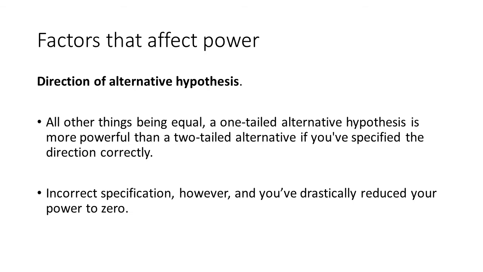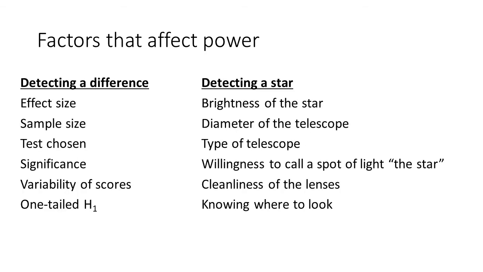In this case, with the telescope example, it's like knowing where to point your telescope to find the star. If you know the general area of space that it's in, you're more likely to find the star that you're looking for than if you're just looking around blindly. So I have all of these examples here with detecting a difference and detecting a star, because I find that an incredibly easy way to remember ways to increase power.